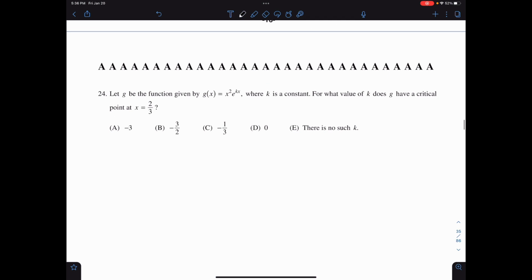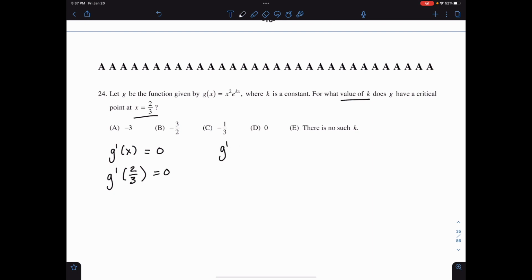Okay. 24. Let g be the function given by g of x equals x squared times e to the kx, where k is a constant. For what value of k does g have a critical point at x equals 2/3? So we're looking for a value of k that gives us a critical point at x equals 2/3. So the first thing is critical points are when the derivative, so g prime of x, is equal to 0. So what we're looking for is a value of k that makes g prime of 2/3 equal to 0. Right? So let's first start by solving for g prime of x.